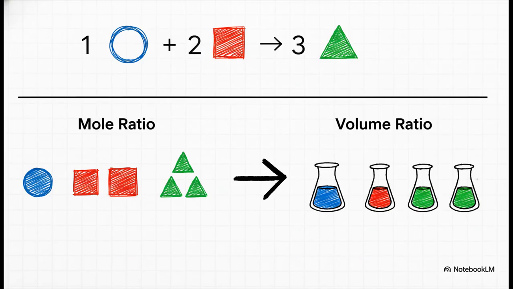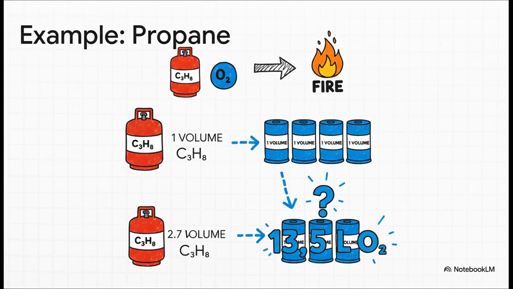It means we can look at the coefficients, the big numbers in front of the molecules in a balanced equation, and read them not just as a ratio of moles, but as a ratio of volumes. We can go straight from liters of one gas to liters of another without ever having to touch a mole calculation. Let's make this real.